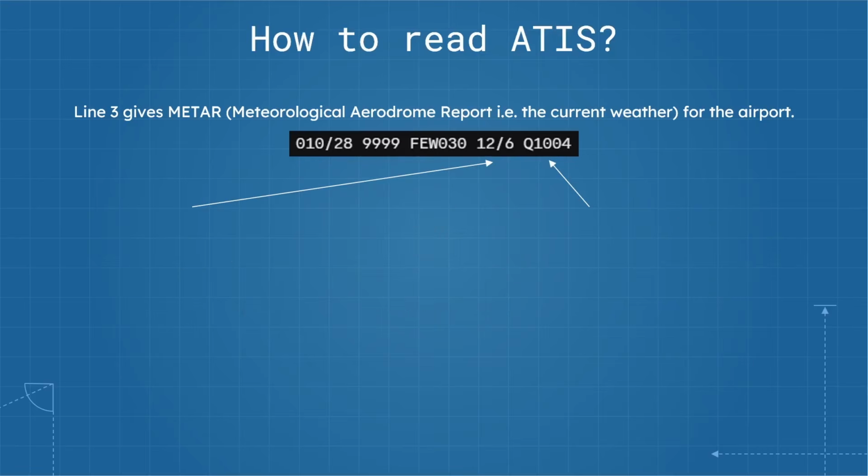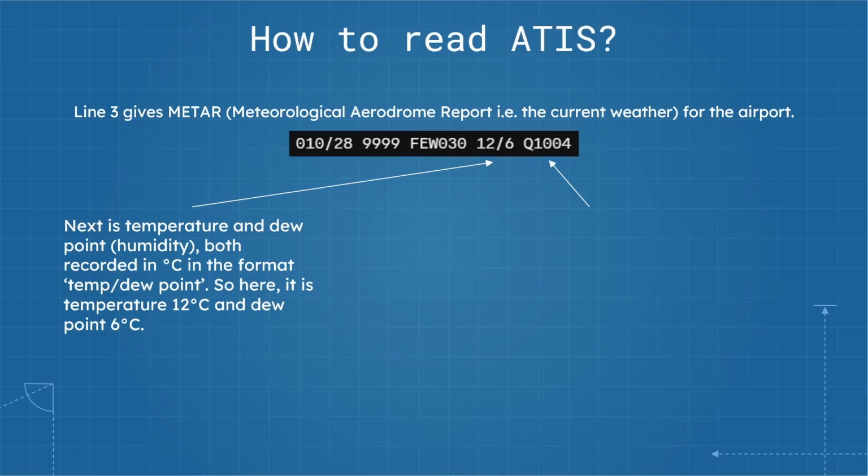Next is temperature and dew point, with dew point being a measure of humidity, both recorded in degrees C, in the format temperature/dew point. So here it is temperature 12 degrees Celsius and dew point 6 degrees Celsius. These values are not simulated in PTFS and exist only for roleplay purposes.